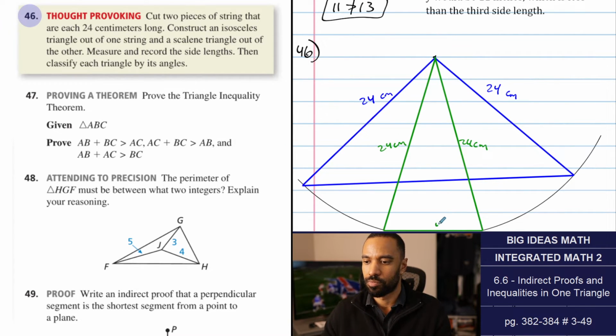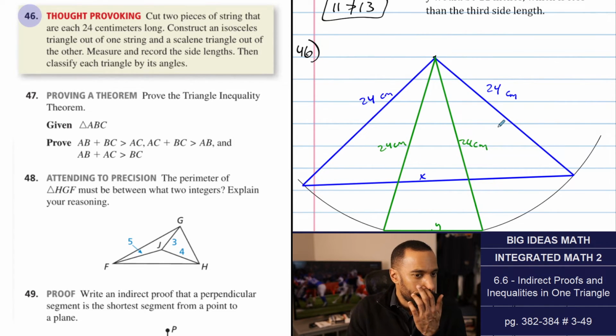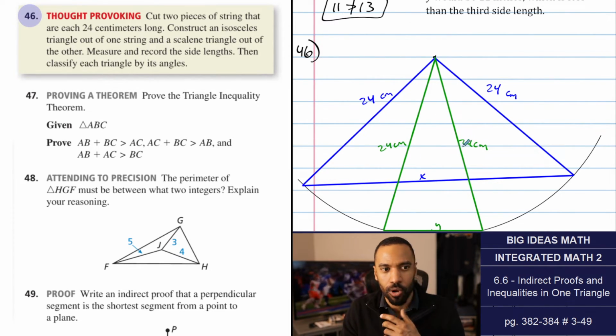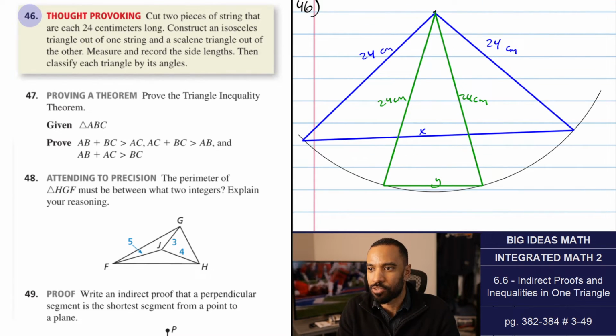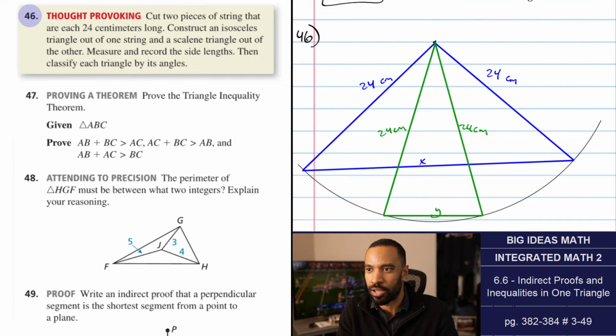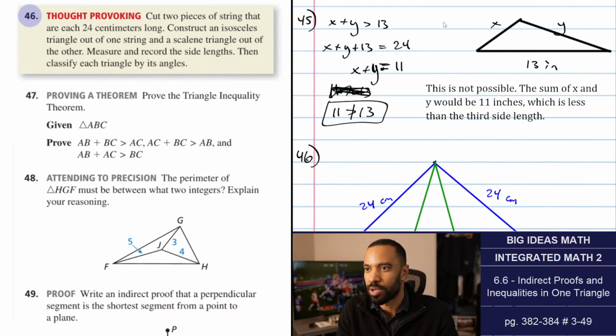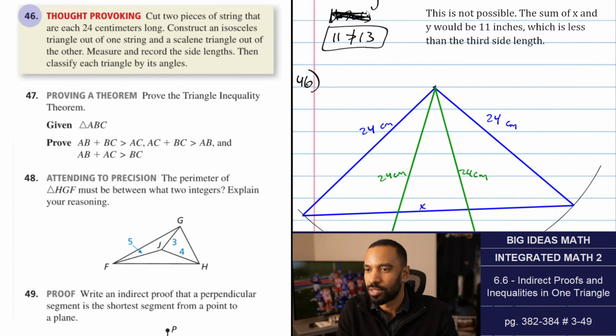All right, so let's call that Y, and let's call this thing X. Okay. Measure and record the side lengths, then classify by its angles. Ooh, that's cutting it pretty close to a right angle on that thing. This is going to take a few measurements here. Here's the problem. Wait, where's my little protractor or compass?